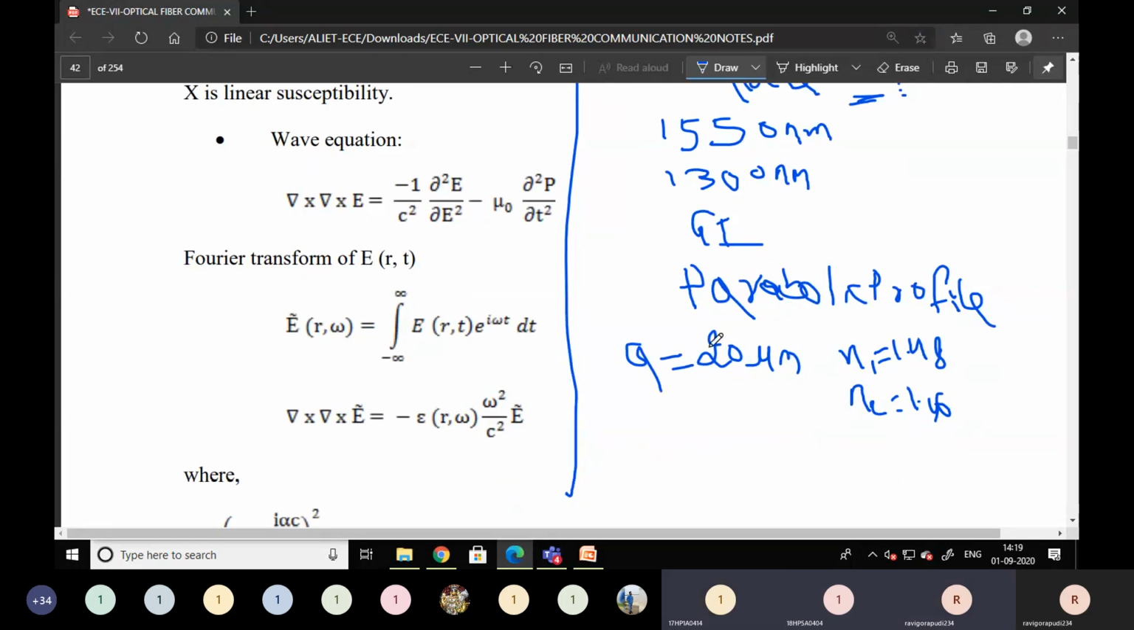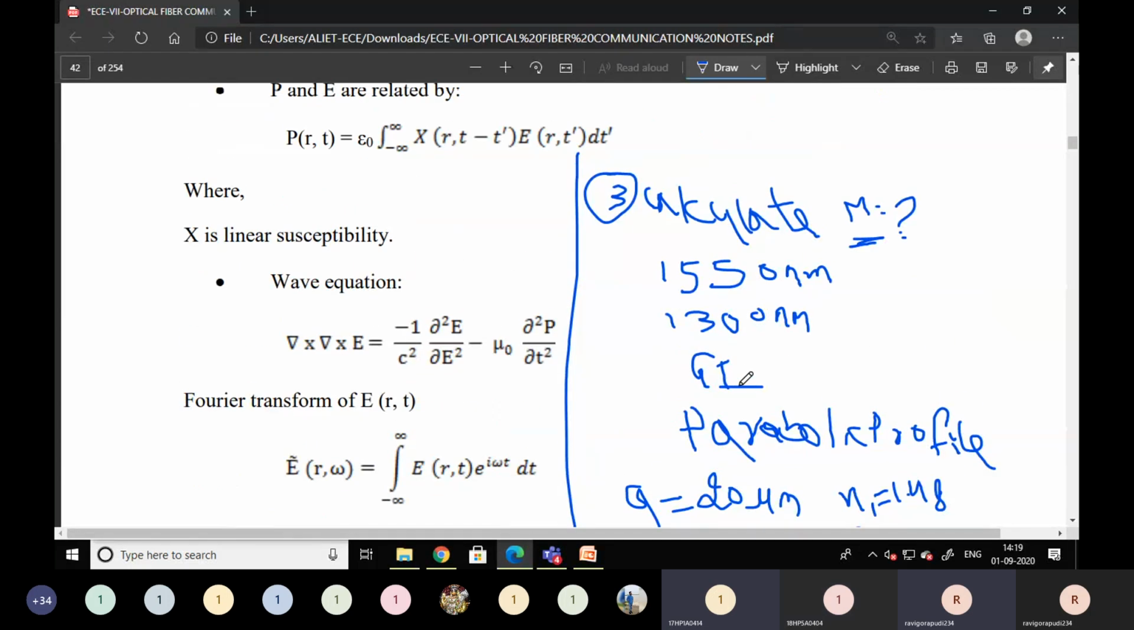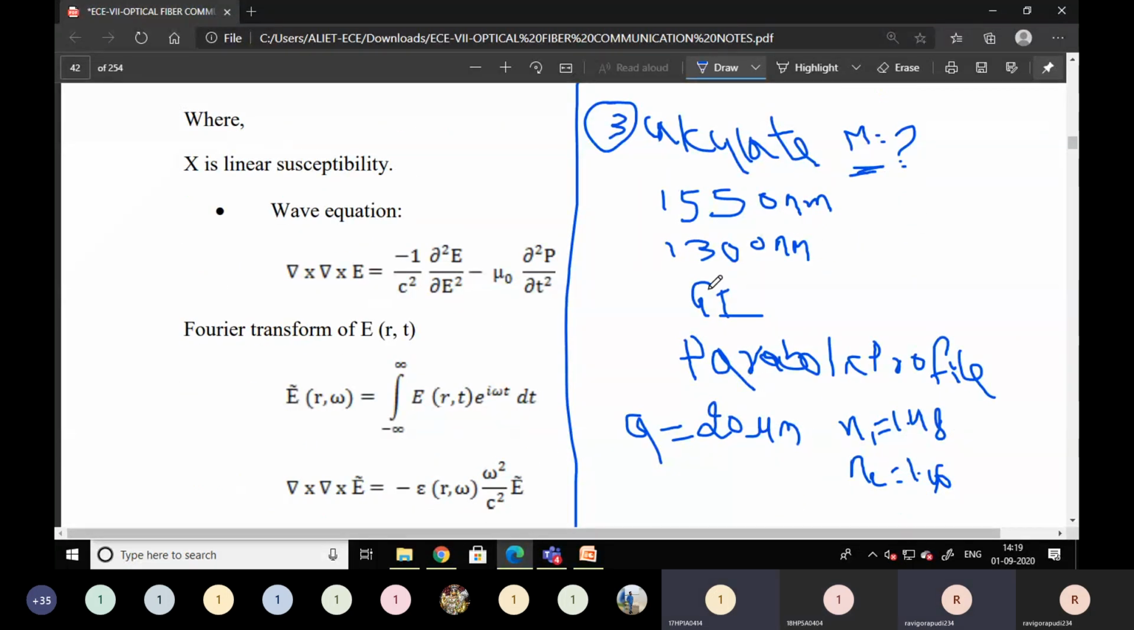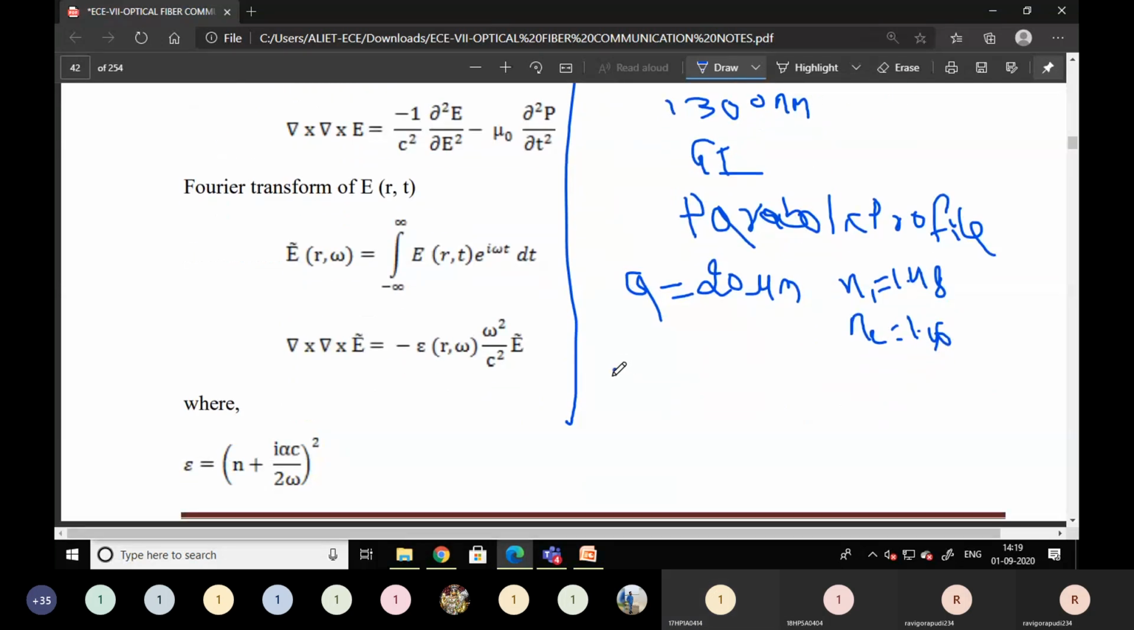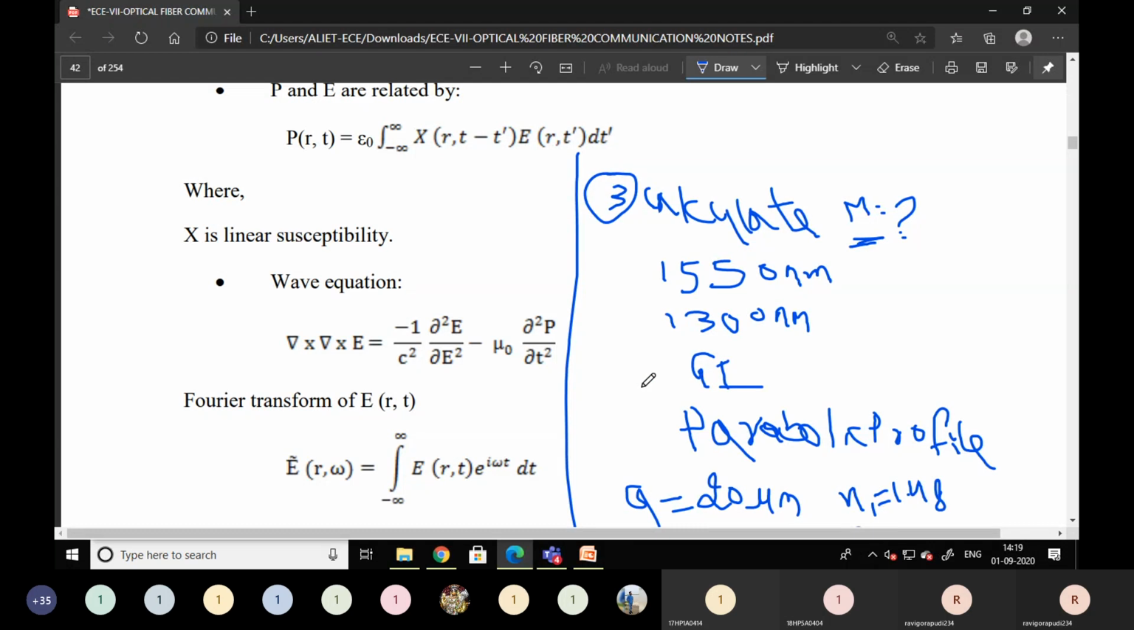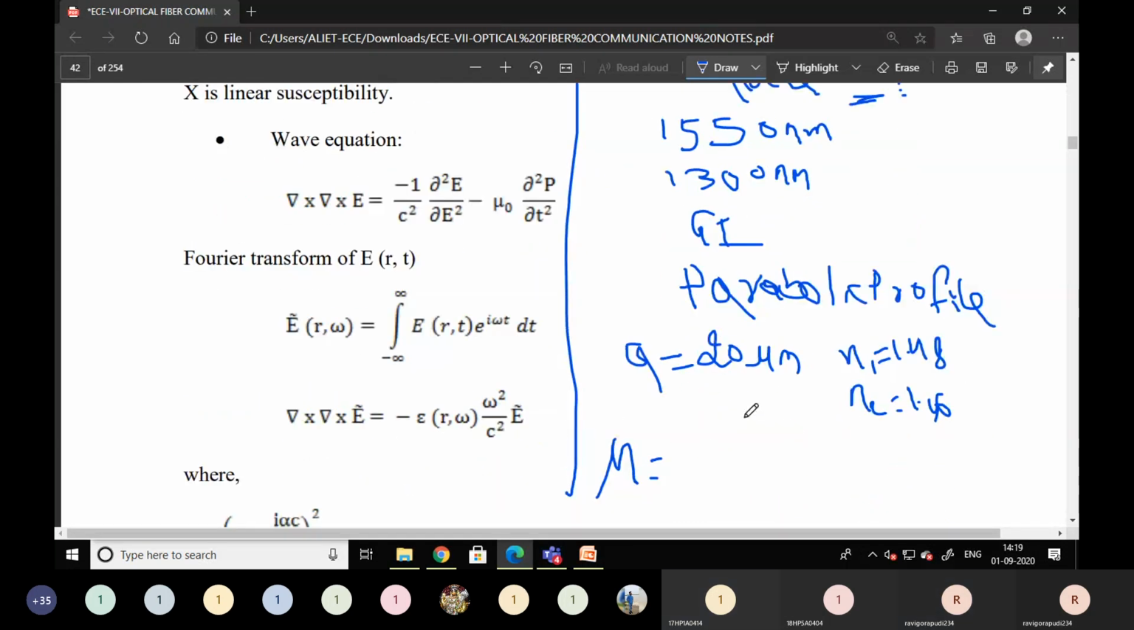Now tell me what is the formula for this one? For this problem, what is the formula? We have to find the M, number of modes in a graded index fiber. What is the formula? Don't know? What are you listening? Yesterday's class, present or absent? Absent, sir.